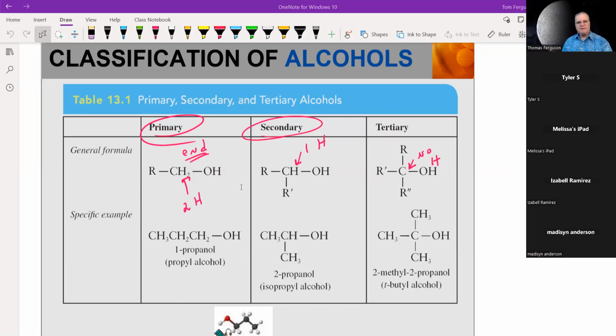Okay, so as a review, I wanted to go over the alcohols in terms of primary, secondary, and tertiary, because that is key in terms of reactions, because each classification of the alcohol reacts differently under oxidative and actually reductive conditions as well. So a primary alcohol is always on the end.